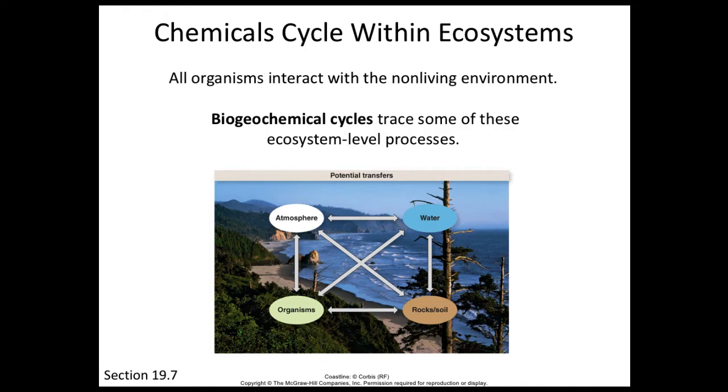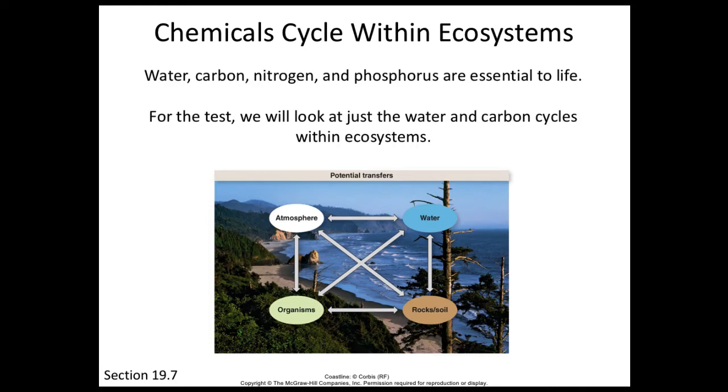Chemicals cycle within ecosystems. Remember, we know that all organisms interact with their non-living environment, and that non-living environment includes things like chemicals. The fancy word for this is a biogeochemical cycle, which can trace some of these ecosystem-level processes. Water, carbon, nitrogen, and phosphorus are essential to life. For the test, we will just have to learn the water and carbon cycle within ecosystems.